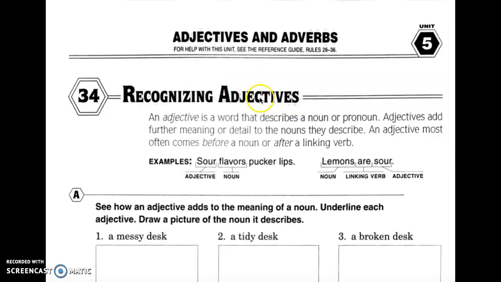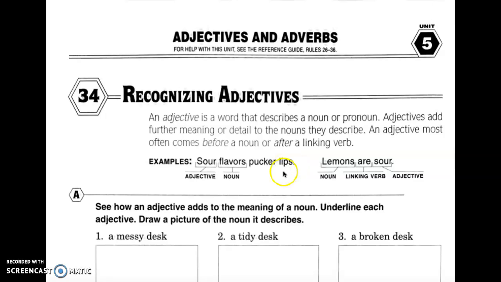Adjectives are one type of modifier. An adjective is a word that describes a noun or a pronoun. Adjectives add further meaning or details to the nouns that they describe. An adjective most often comes before a noun or after a linking verb. Here are some examples. Sour flavors pucker lips.